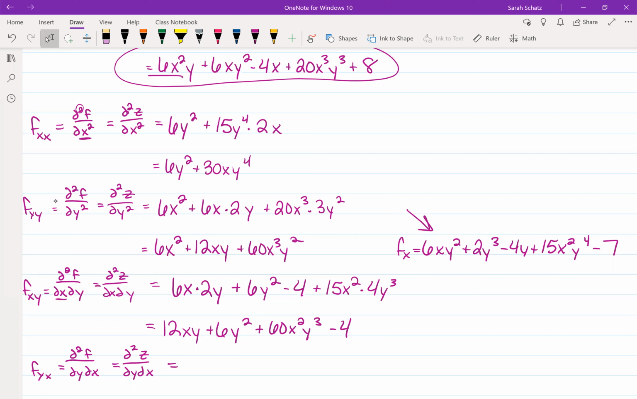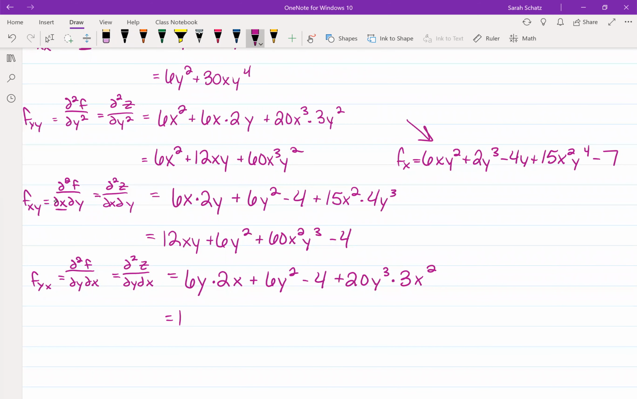So with respect to x, let's see. The 6 and the y are coefficients, and then I do the power rule on the x squared term. The next term, the 6xy squared, I'm going with respect to x, so I bring down a 6y squared as the coefficient on that x. That minus 4x becomes a minus 4. 20x cubed y cubed. So here, you guys, we're going to get the 20 and the y cubed as coefficients. And then I'm going to do the power rule on the x cubed and get 3x squared. And then that plus 8 goes away. So let's clean this up.